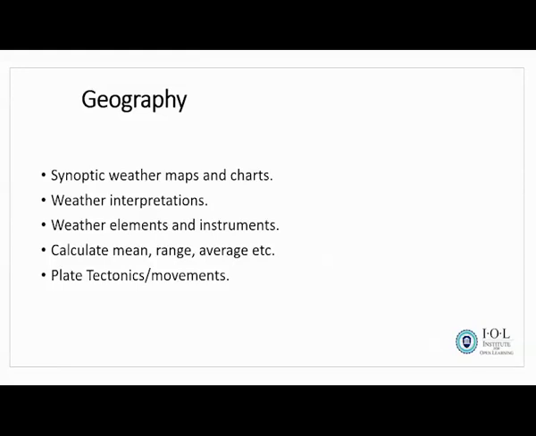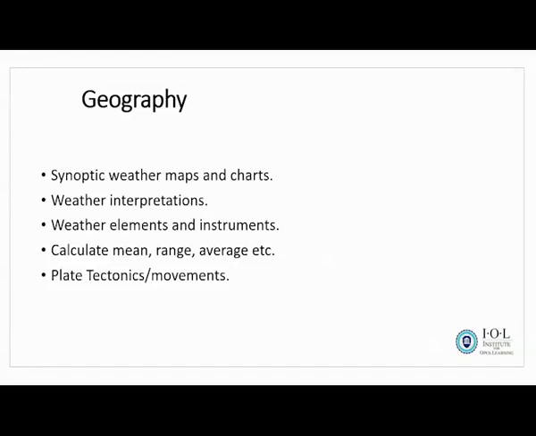Weather interpretations go hand in hand with the synoptic weather maps and charts. So you must be able to interpret the weather symbols. For example, when you are looking at the map, what symbol would you be looking at when you want to find out whether there was hail or snow, or thunderstorms? How do you interpret those weather maps?